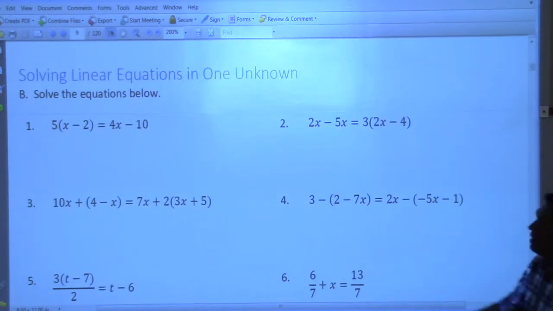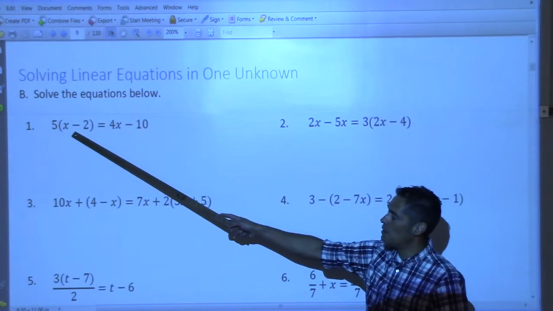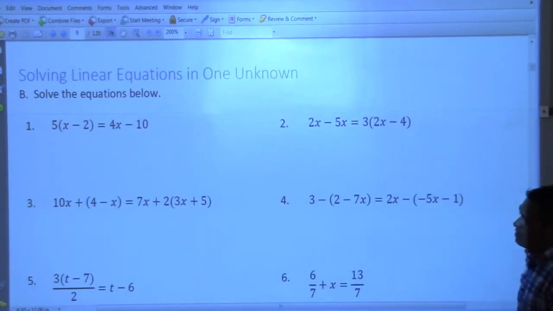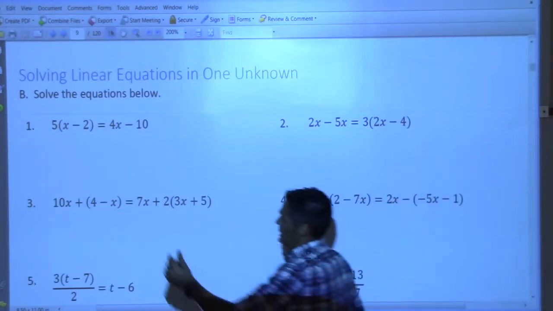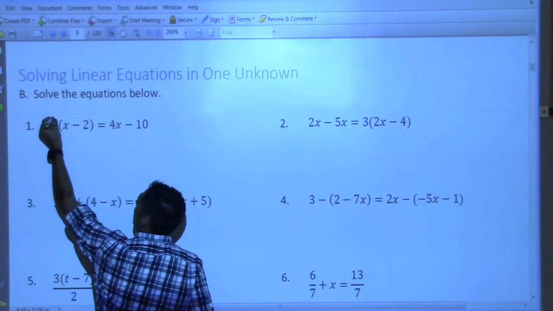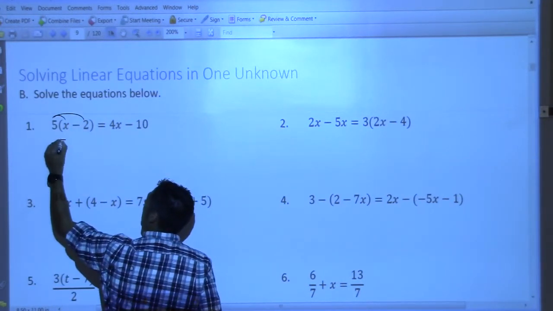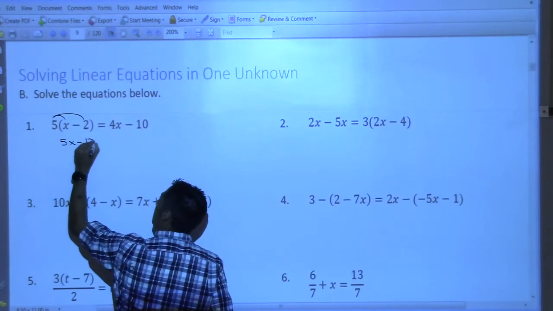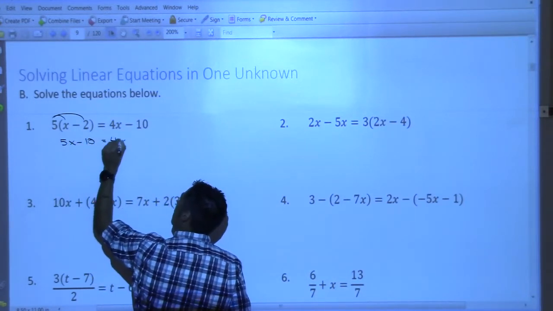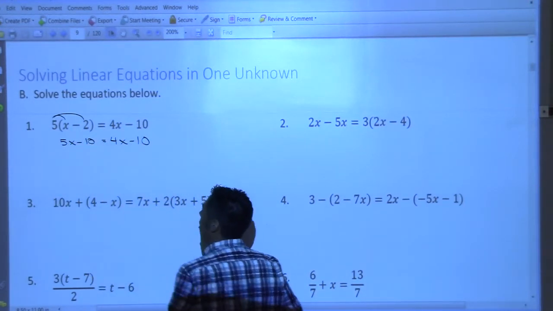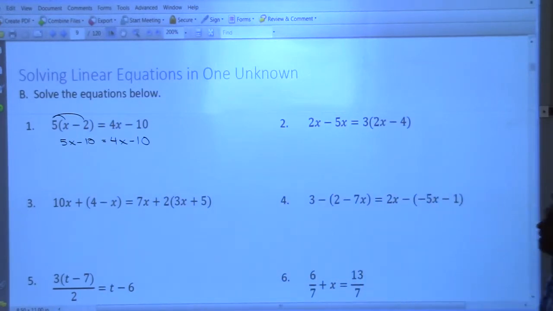But I have a problem. I have a set of parentheses right here. So how can I resolve that parentheses that's around that x minus 2? Distribute. I would have to take this 5, there's multiplication here, and I have to distribute the 5 to each of those. And that would create a new line that looks like this, 5x minus 10 equals 4x minus 10. So all I've done there is just distributed the 5 through the parentheses. 5 times x is 5x, 5 times negative 2 is negative 10.